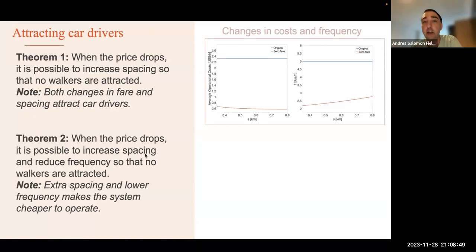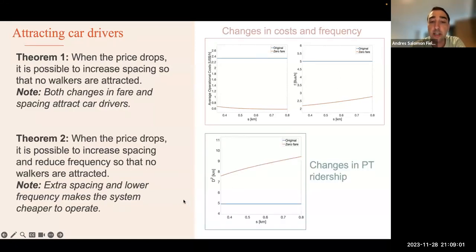So these are the changes in cost and frequency, and you can see this is the base case, and this is with zero fare. You can see that the difference is quite significant, mostly because we are reducing the frequency to about half. And the changes in public transport ridership are very, very important. So the break point from public transport to cars was originally at 5 kilometers, and then it is from 7 to 9 kilometers, more or less, depending on the spacing.